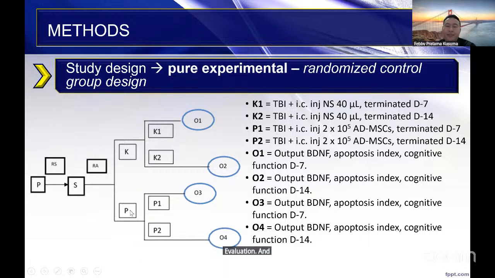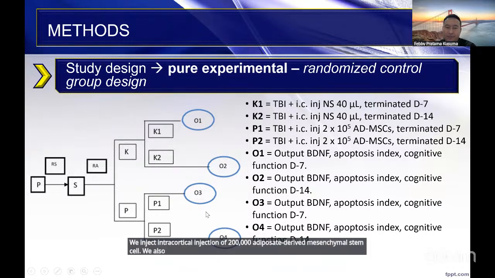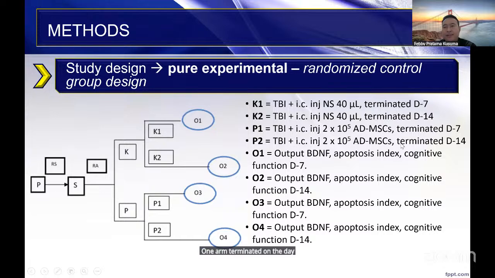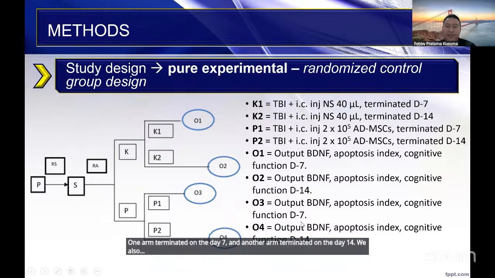In the therapy group, after we provoked the samples to TBI, we gave an intracortical injection of 200,000 adipocyte-derived mesenchymal stem cells. We also divided the therapy group into two arms. One arm was terminated on day 7 and another arm on day 14. We also looked for the same output variables, which are BDNF level, apoptosis index, and cognitive function.